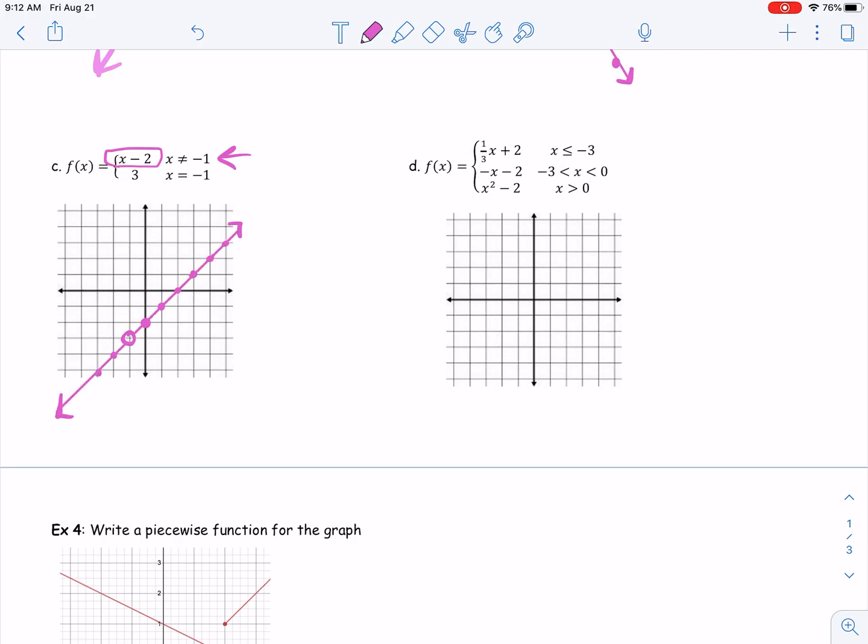Okay, but what about when x is -1? What is the function value when x is -1? +3. 1, 2, 3. Just that one value.